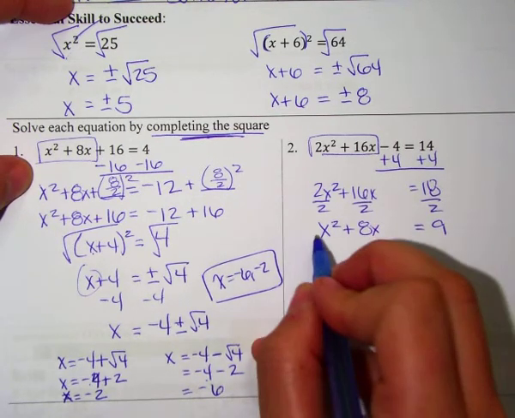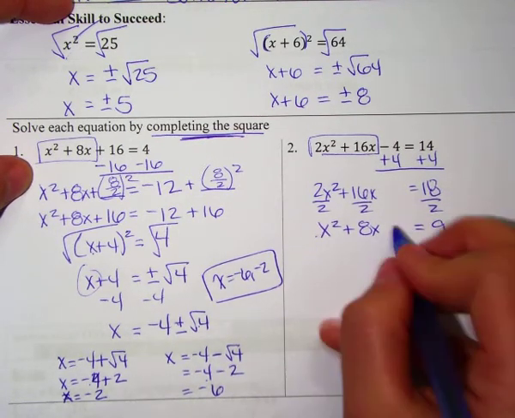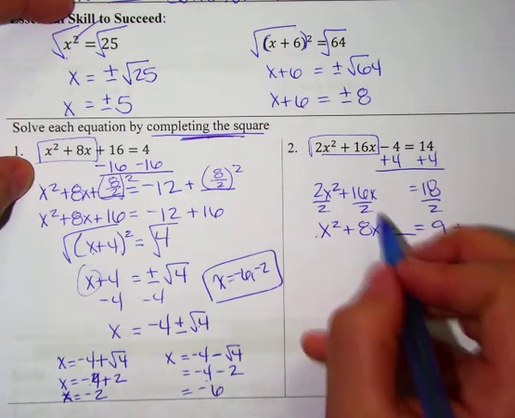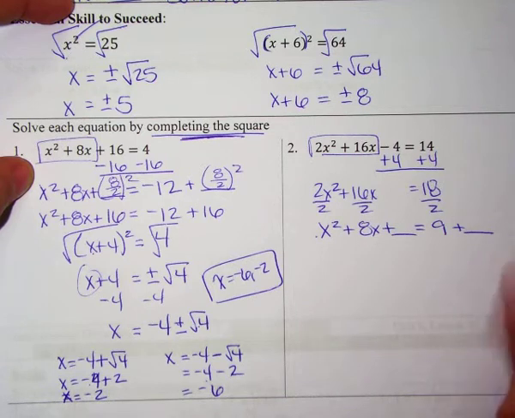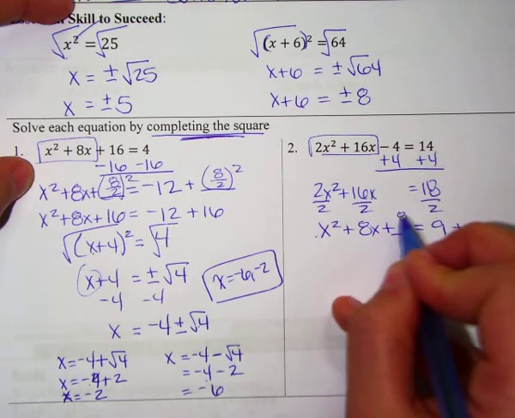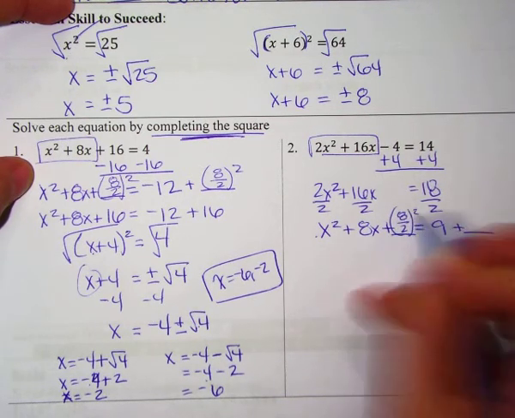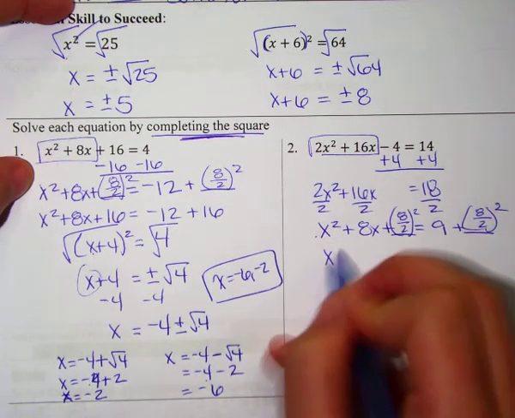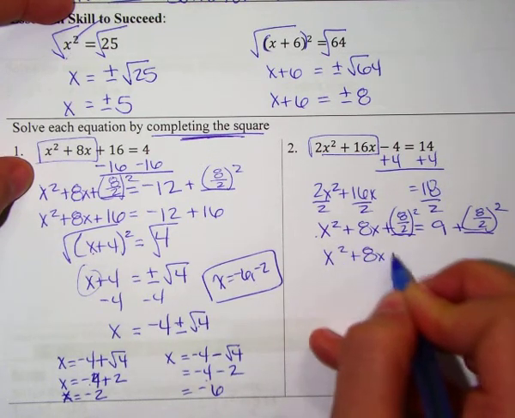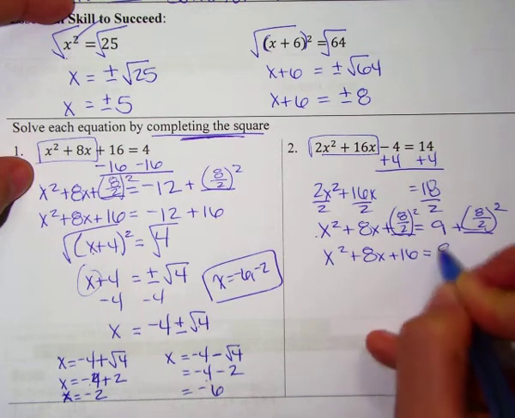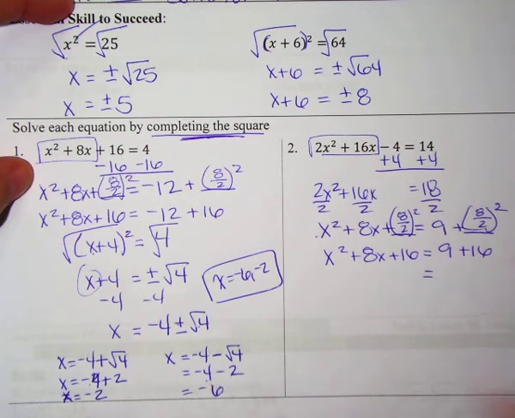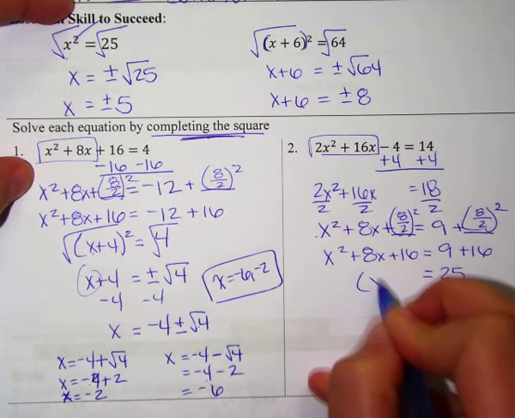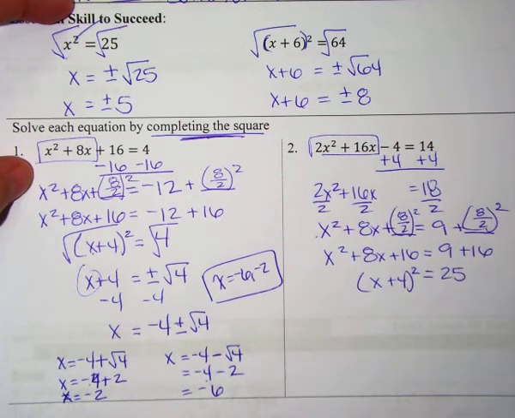Next, since I have a equal to 1 and there's no constants on this side, I need to add a value such that this becomes a perfect square. So I'm going to do that by doing b divided by 2 squared. x squared plus 8x plus 16 equals 9 plus 16. 9 plus 16 is 25. This is x plus 4 squared, again, when you factor it.